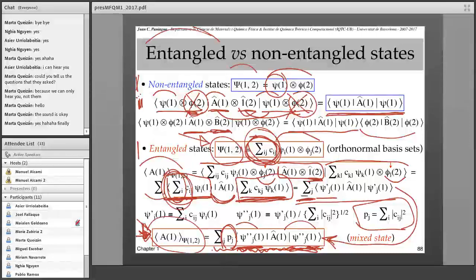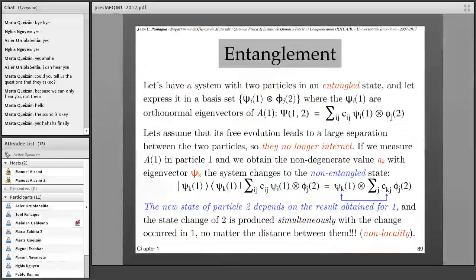Well, for the moment, let's discuss entanglement from a physical point of view. Let's consider that we have a system with two particles in an entangled state, the same type of state we have just introduced. And let's assume that the free evolution leaves the particles very separated, so they no longer interact. One of the particles goes to Andromeda, and the other stays with the other part of the universe. And in one of the particles, we make a measurement. For instance, we measure property A in particle 1, and we obtain, say, a non-degenerate value AK.